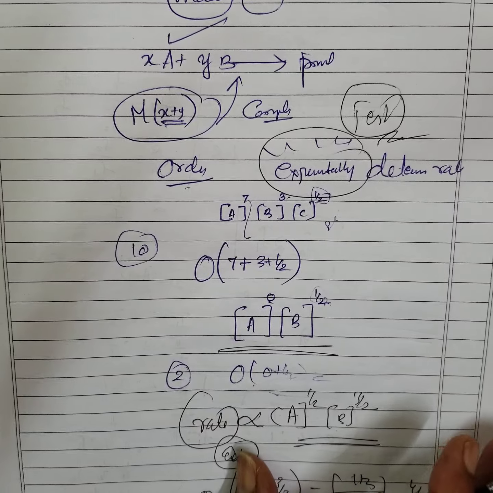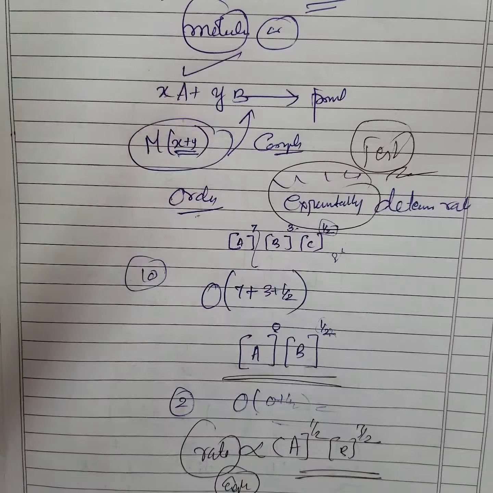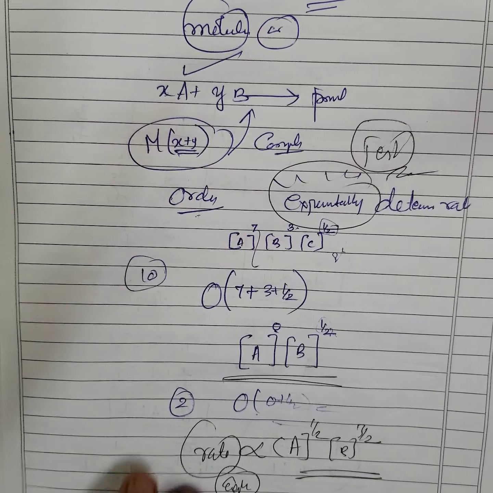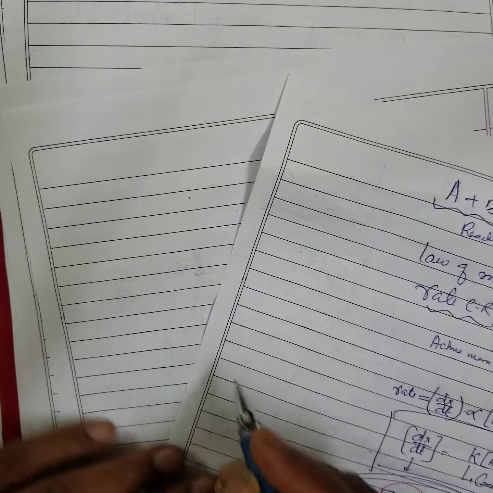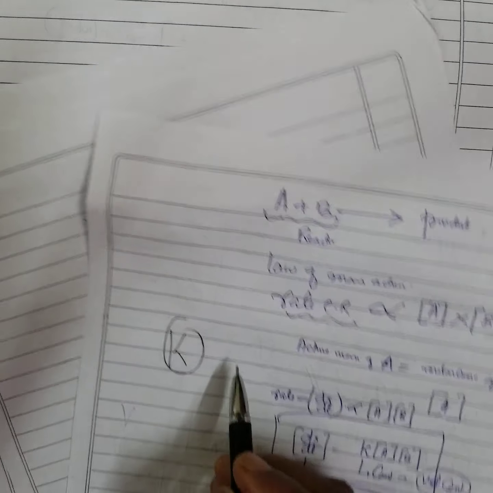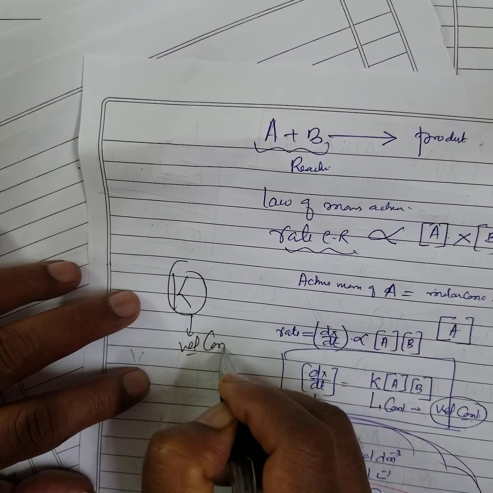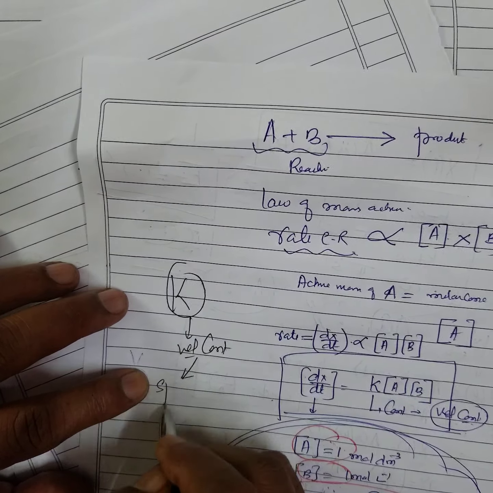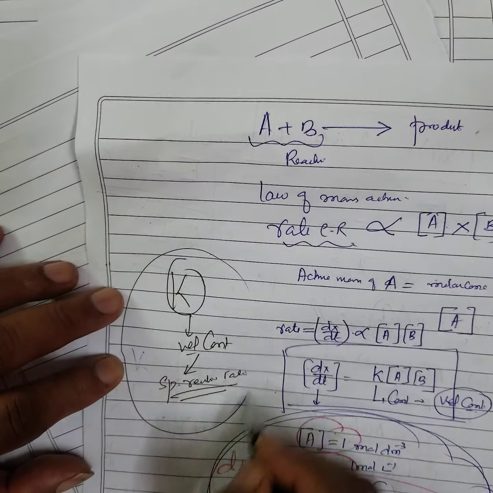See, order means, and we already studied this one, the rate of a chemical reaction. Just now I wrote that on paper. What is K? K is called rate constant. This is also called velocity constant. They call it velocity constant, also rate constant, or specific reaction rate. All one and the same.